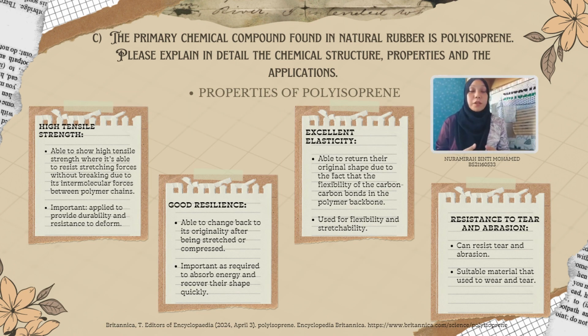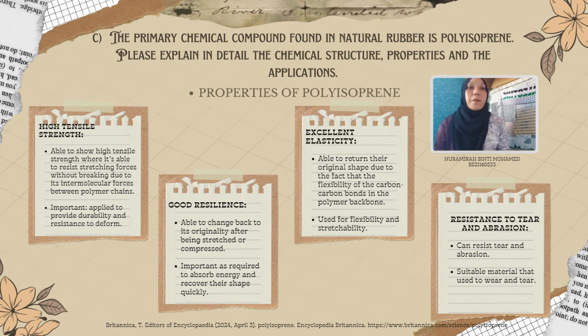For the properties of polyisoprene, there are 4: high tensile strength, good resilience, excellent elasticity, and also resistance to tears and abrasion. For high tensile strength, it is able to resist stretching forces without breaking due to the intermolecular forces between the polymer chains. It is important to provide durability and also resistance to deformation.